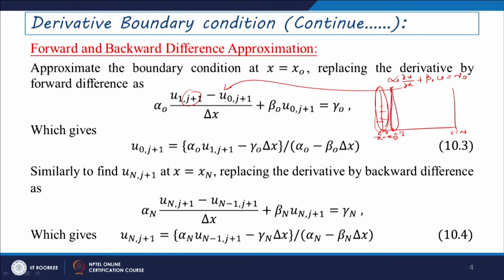So if we write this as alpha 0 times u1 j plus 1 minus u0 j plus 1 by delta x, plus beta 0 u0 j plus 1, equals gamma 0, then we can separate the boundary value for u as alpha 0 u1 j plus 1 minus gamma 0 delta x, divided by alpha 0 minus beta 0 delta x, since u0 j plus 1 is taken common from both these terms.